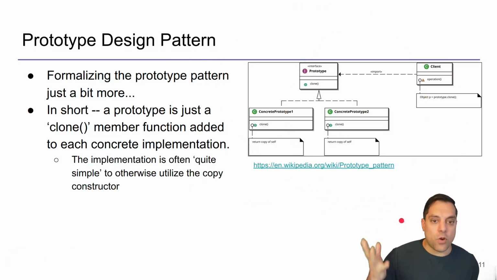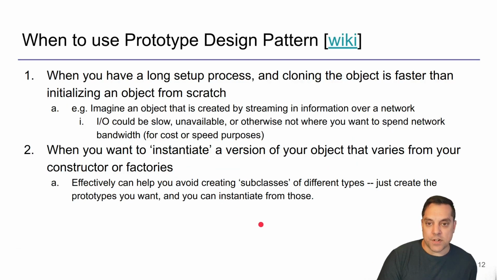Here's the formalized pattern that you'll find in various documentation. But for our interface, anything that is able to be cloned will have a clone member function. And each of the concrete prototypes will implement their own version of this clone function. Sorry, this is in small font, but that's what's going on there. And again, as mentioned, we'll basically just use the copy constructor here.